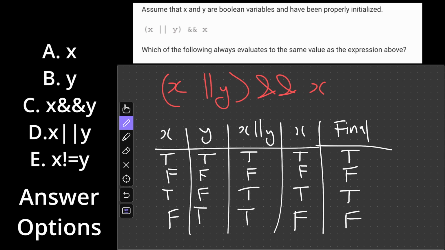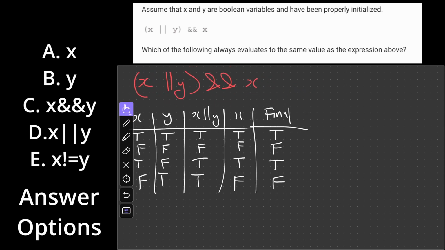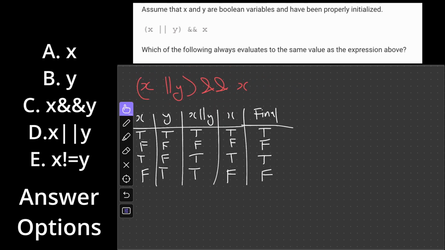With this truth table, we can check which expression in these 5 options, A, B, C, D, E: X, Y, X and Y, X or Y, and X is not equal to Y. Which of them evaluates the exact same values? So let me just move these over to the side. So our first option is X. Put that in blue. So A is X.